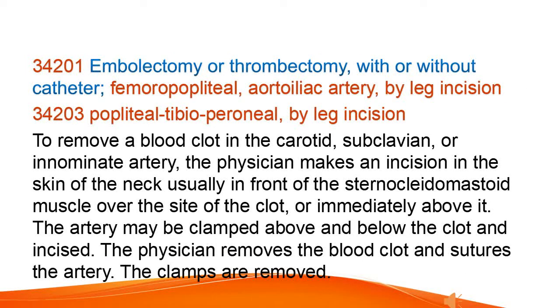Embolectomy or thrombectomy, with or without catheter, femoropopliteal, aortoiliac artery, by leg incision. Popliteal tibioperoneal, by leg incision. To remove a blood clot in the carotid, subclavian, or innominate artery, the physician makes an incision in the skin of the neck, usually in front of the sternocleidomastoid muscle over the site of the clot, or immediately above it. The artery may be clamped above and below the clot and incised. The physician removes the blood clot and sutures the artery. The clamps are removed.